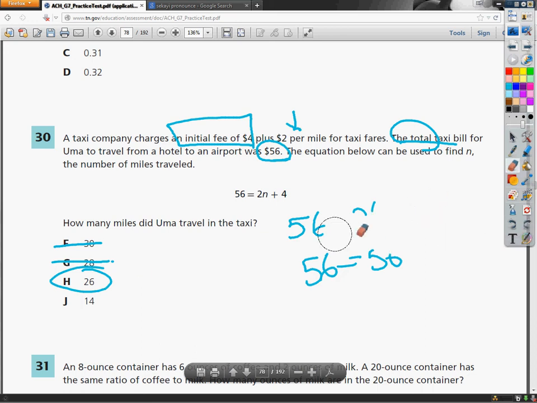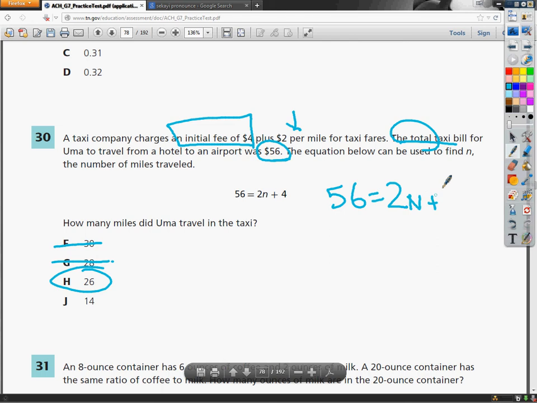Or you can just solve the equation, which may take way less time. Especially if you hate plugging things into the calculator all the time, because it's really easy to make a mistake and pick the wrong answer. If I have this, I'm going to solve for n.